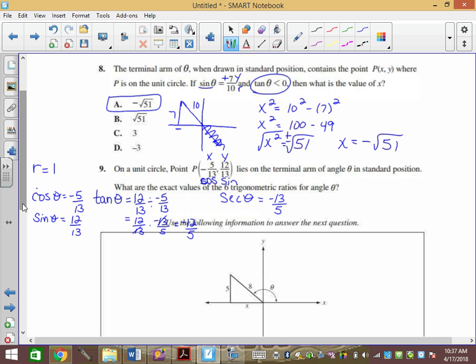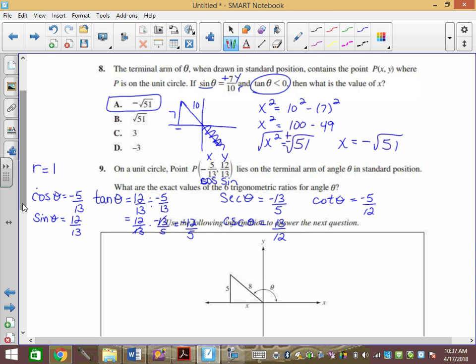You can flip answers. You cannot flip angles. Remember that? Cosecant theta is 13 over 12. And cotangent theta is negative 5 over 12.